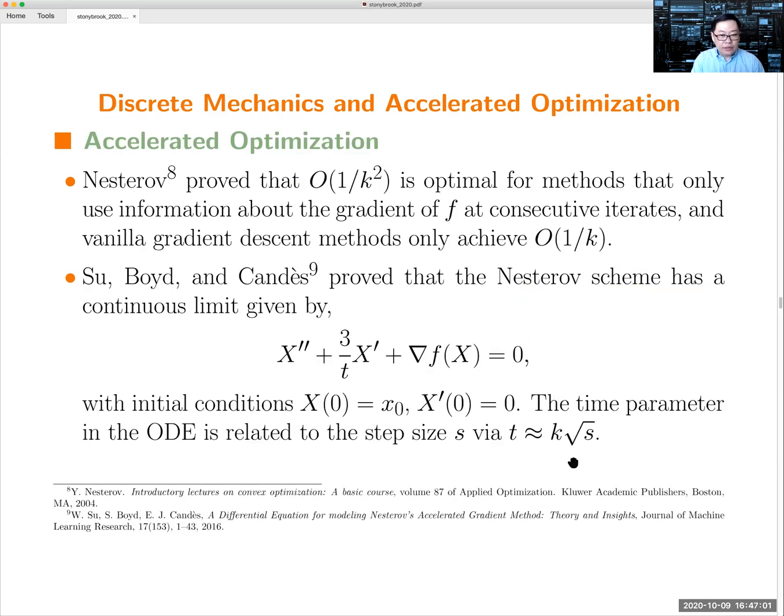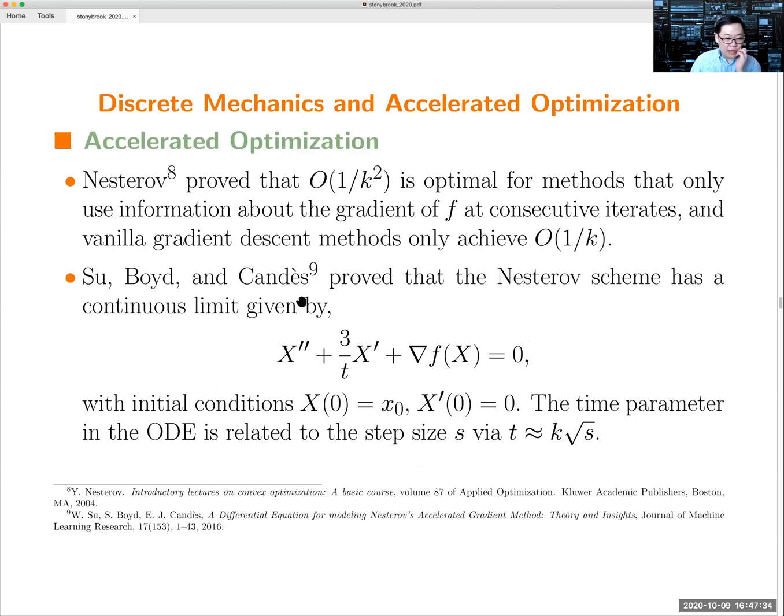Okay, so the reason why that's interesting is because if you were to use standard gradient descent methods, it only converges at big O of 1 over k. In addition to that, Nesterov showed that if you look at the class of methods which only use information about the gradients of the function at consecutive iterates, then this rate of 1 over k squared is optimal. Since then there's been a lot of interest in trying to understand why it works, and whether there are ways to generalize this.